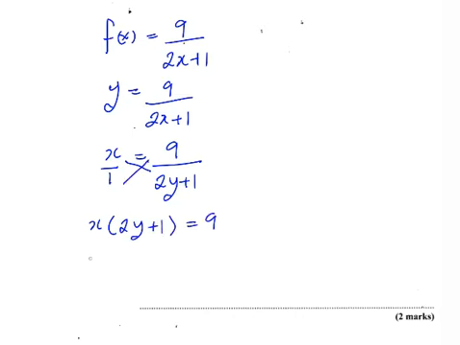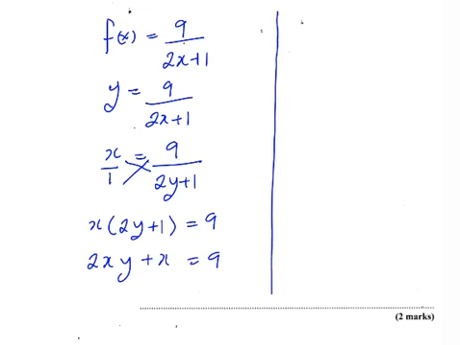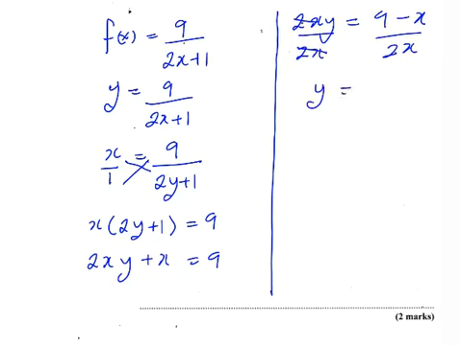Distributive law, I have 2xy plus x is equal to 9. And at this step, I'm trying to make y the subject. So 2xy would be equal to 9 minus x. Then I'm going to divide both sides by 2x. So y is equal to 9 minus x over 2x.